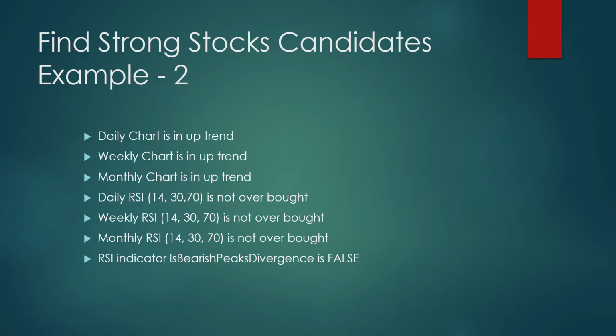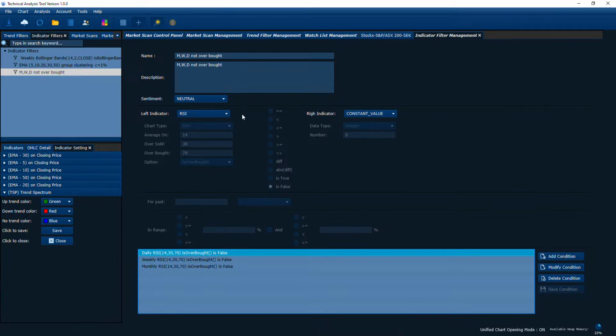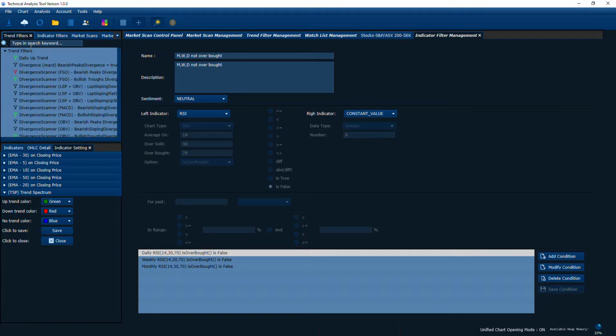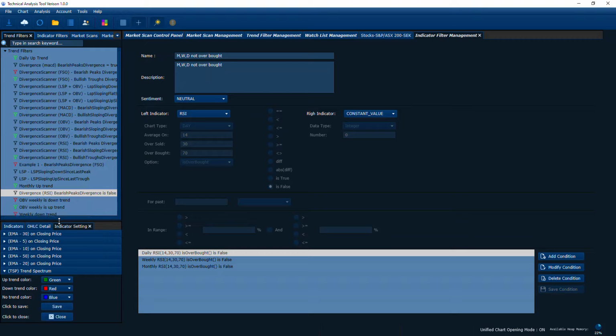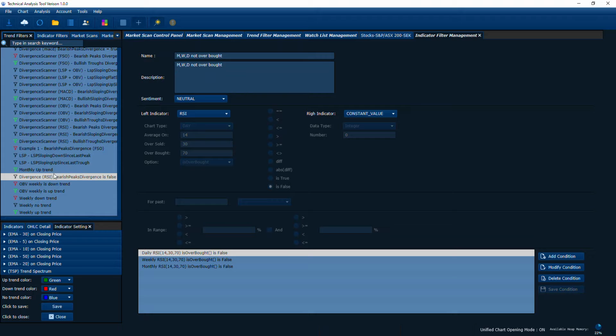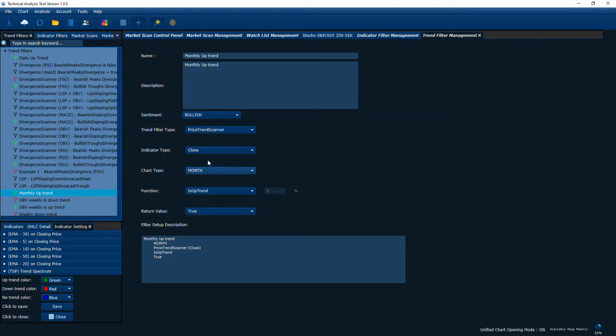Okay, with these conditions presented, let's create the indicators. Let's go into our application. First of all, let's take a look at the trend filters. To open the trend filters, you go into the analysis menu group and pick the trend filter management. As you can see, we already created those filters here. The first one is monthly uptrend.